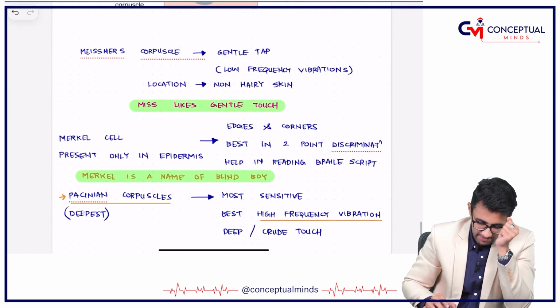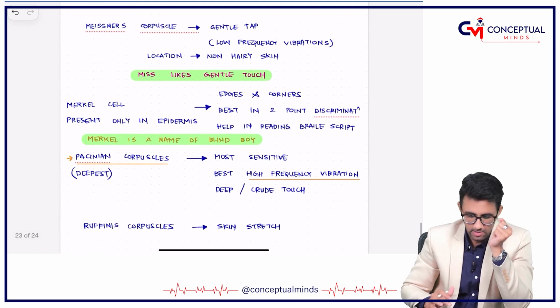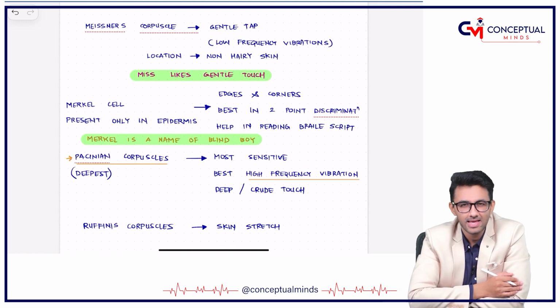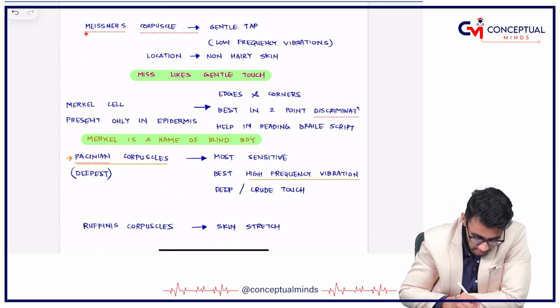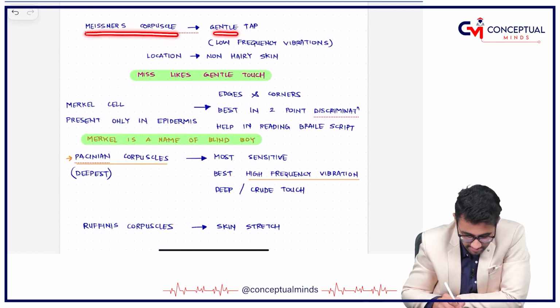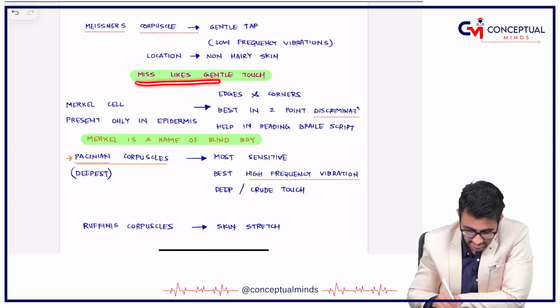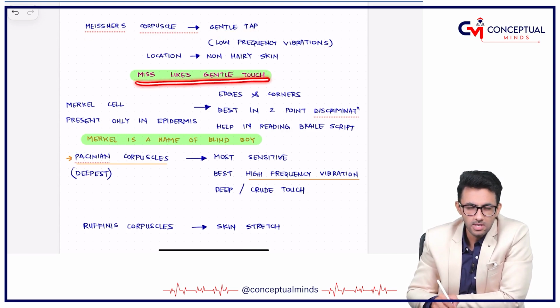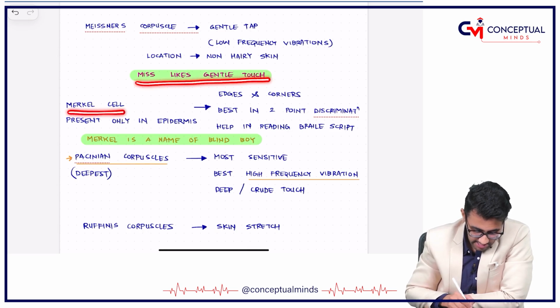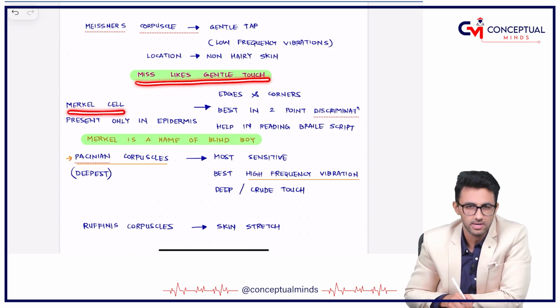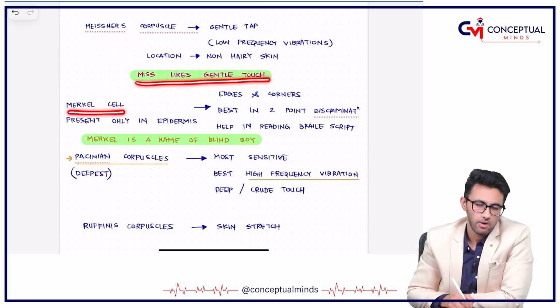All right, so that was all about the touch receptors. Let us revise this once again, to give this a good conclusion. First of all we have Meissner's corpuscle, for gentle tap, and we remember it as: Miss likes gentle touch. The next one is the Merkel cell. Merkel is the name of a blind boy, used for 2-point discrimination. That is for the Merkel cell.